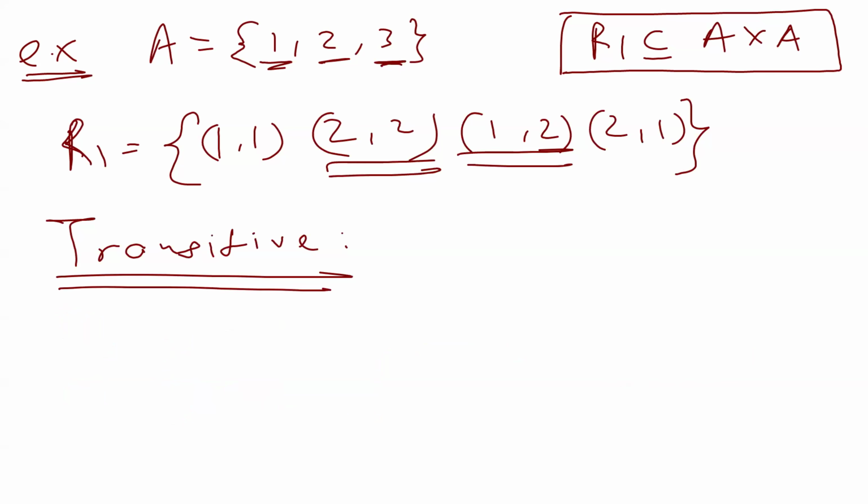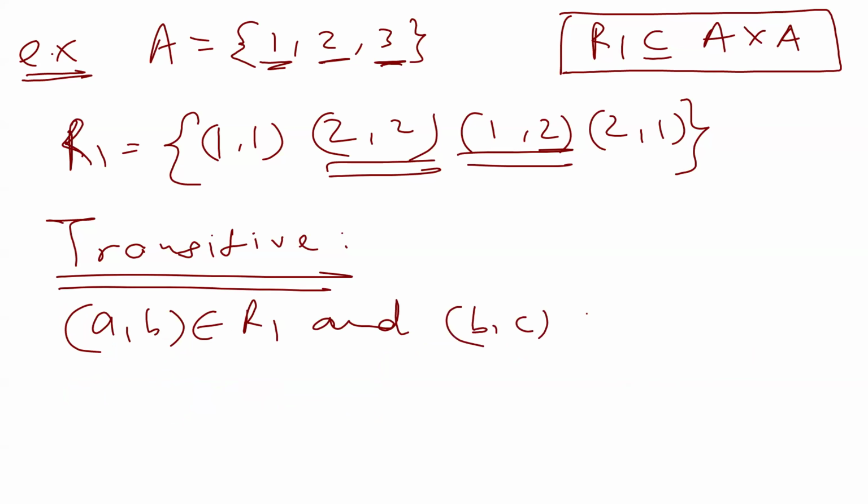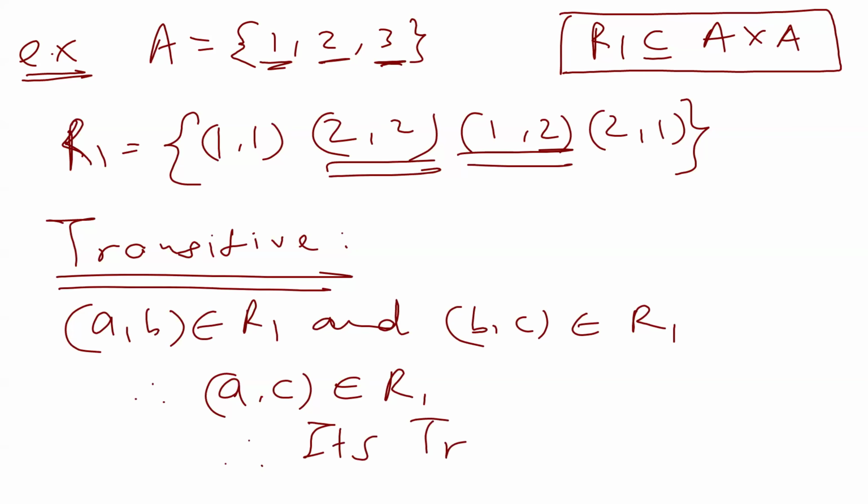But how do we need to present? A comma B belongs to R1 and B comma C belongs to R1. Therefore, A comma C belongs to R1. Okay. Therefore it's transitive.